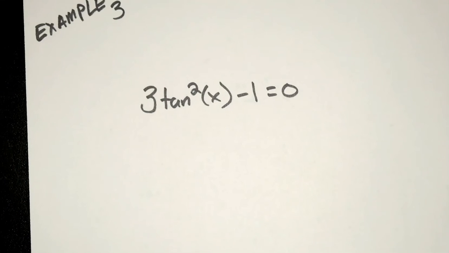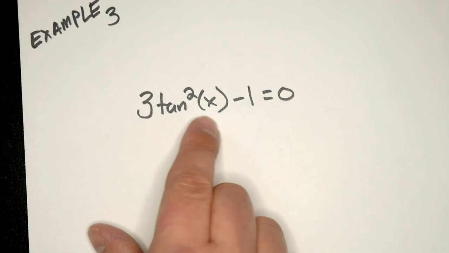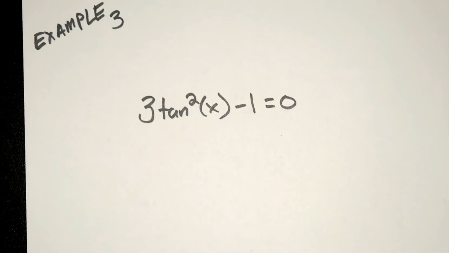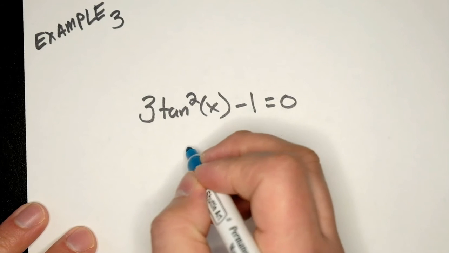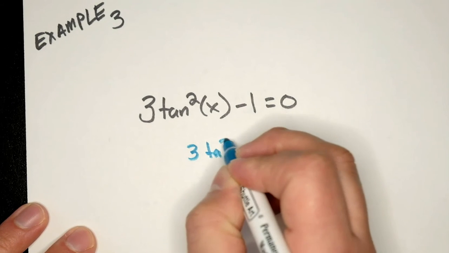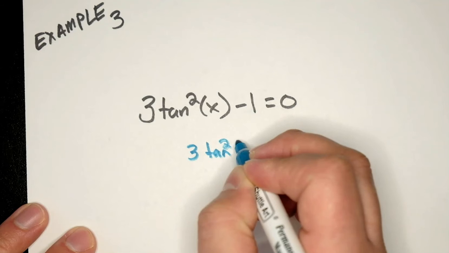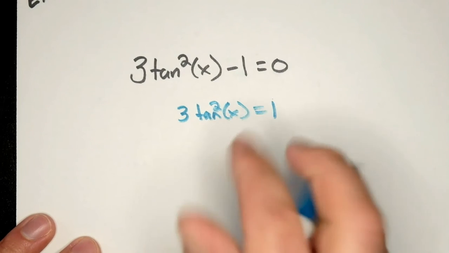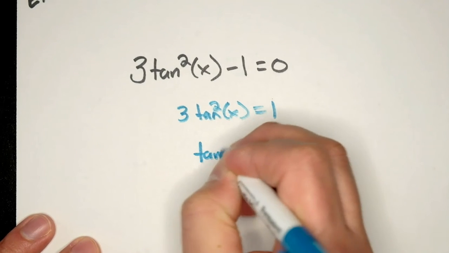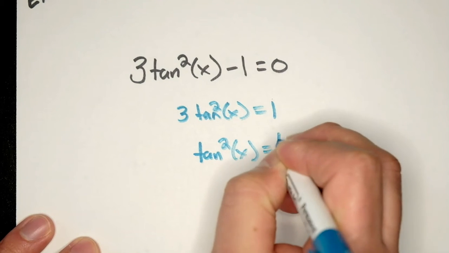All right, I take it that you've paused it and you've given it your best shot. Let's take a look and see if you got it right. So looking at this, this says 3 tan squared x minus 1 equals 0. Let's get that trig function by itself. So add 1 to both sides. I'm going to have 3 times the tangent squared of x equals 1. And then I'm going to divide both sides by 3. I get tangent squared of x equals 1/3.